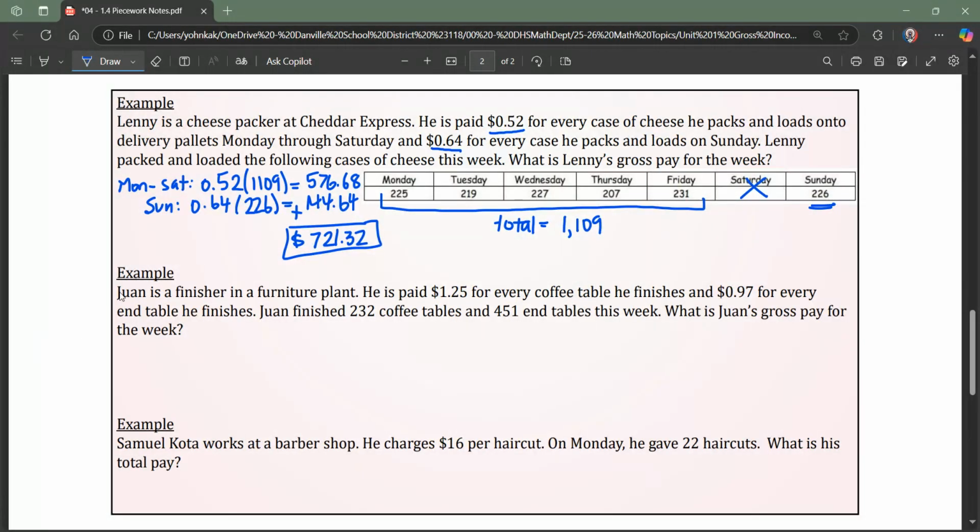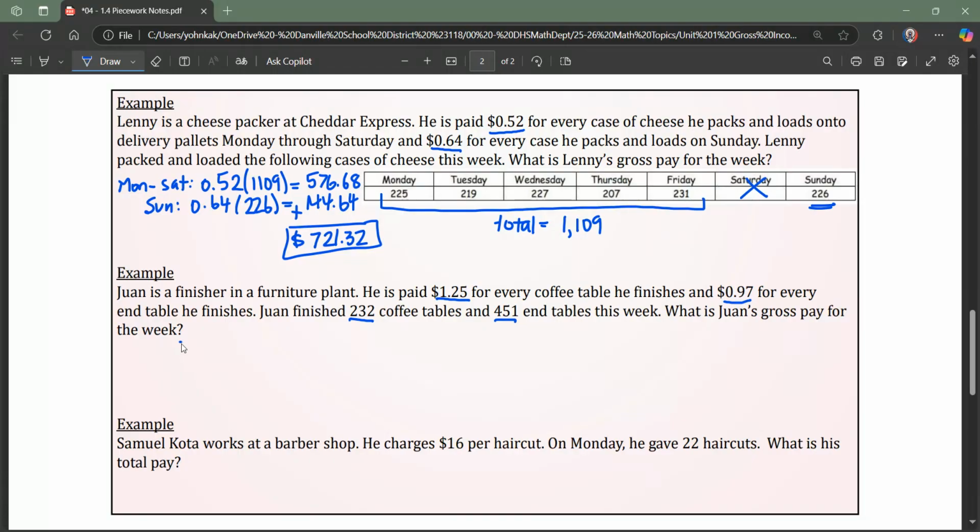All right, next example. Juan is a finisher in a furniture plant. He's paid $1.25 for every coffee table he finishes and 97 cents for every end table he finishes. Juan finished 232 coffee tables and 451 end tables this week. What is Juan's pay for the week? So I need to figure out how much he made finishing coffee tables, how much he made finishing end tables, and then his gross pay will be to add them together.